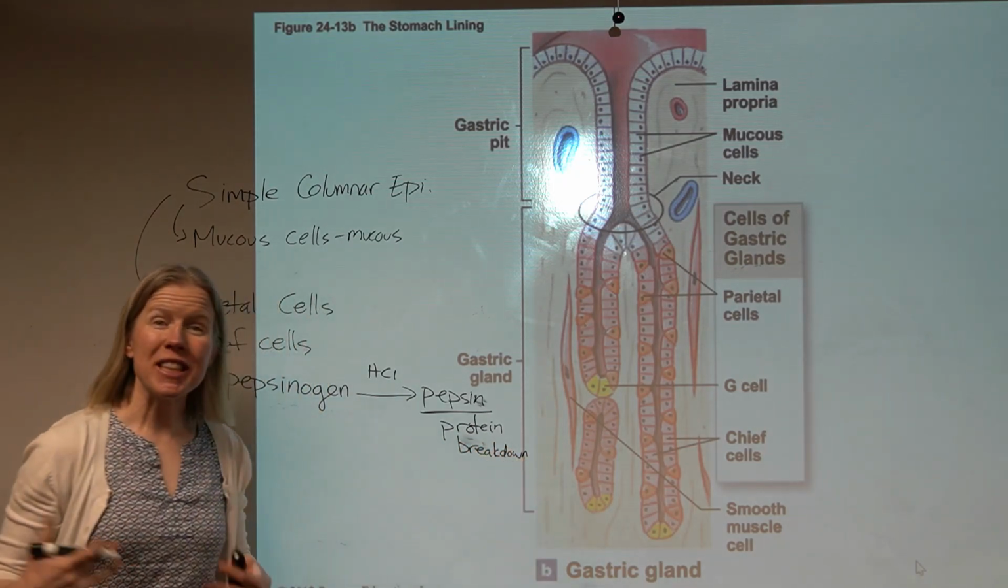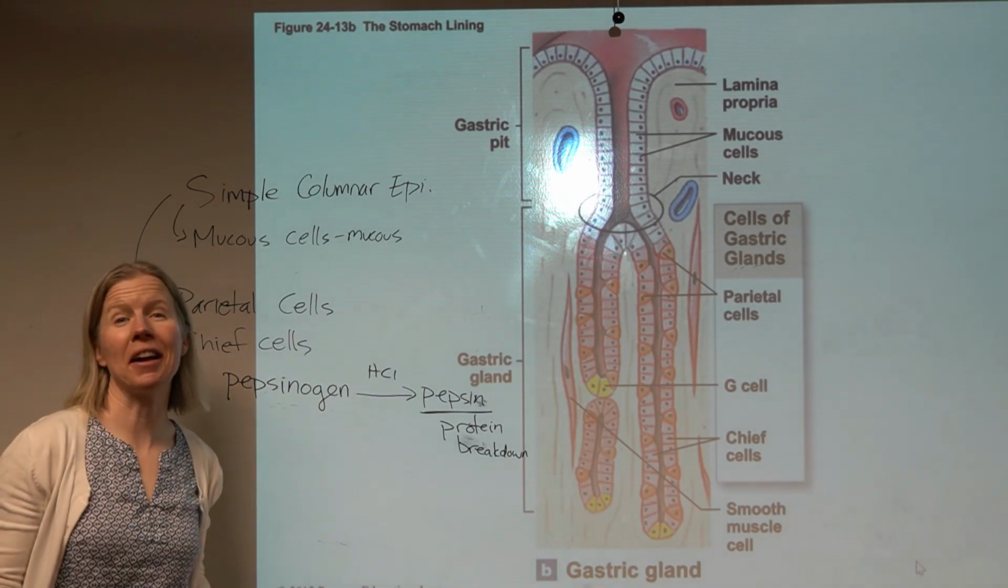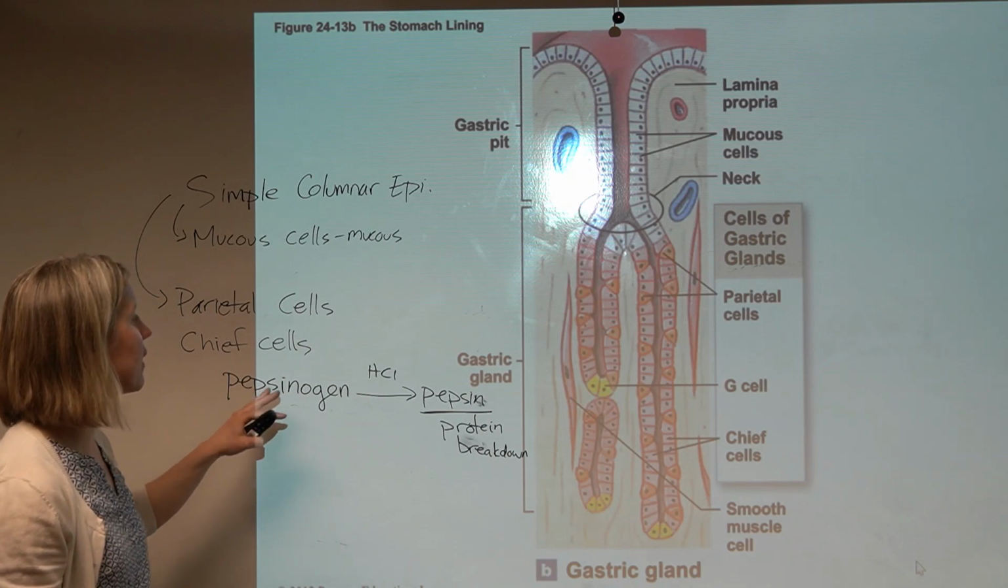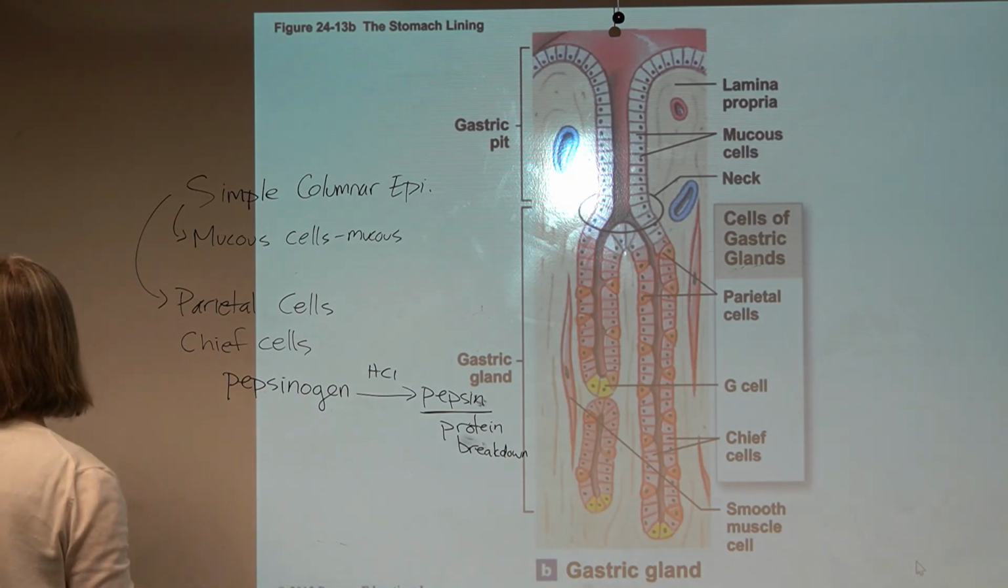And if we produced it in that active form, we would digest our own stomach, right? All of that muscle in there. And so instead, we produce the inactive form.